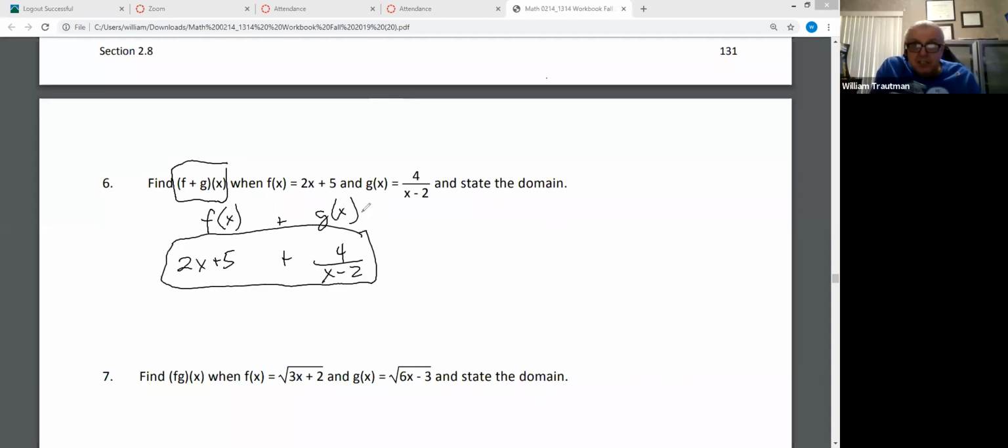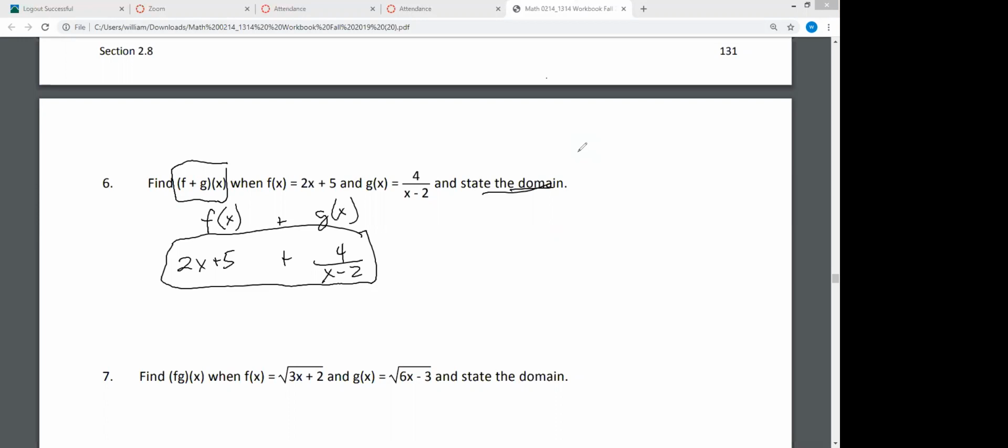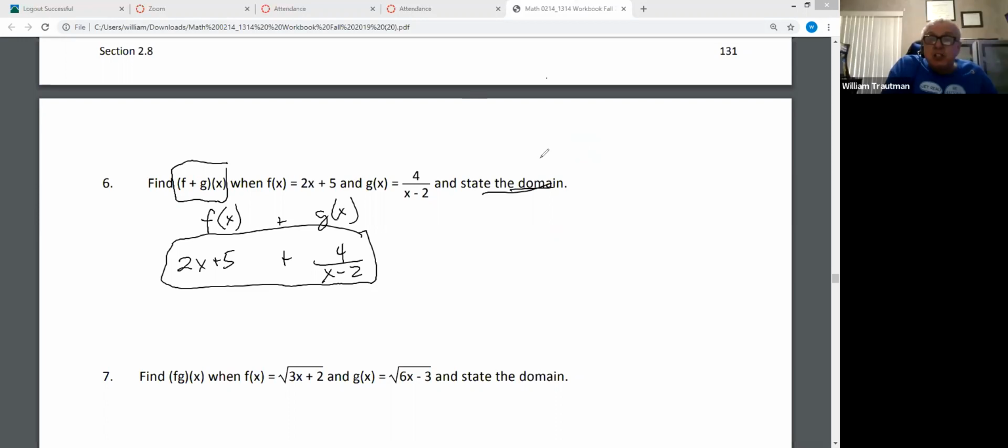Can somebody look in the back of the book and verify? There's a little bit more. We have to state the domain, but that's the answer. Is that the answer in the back? Yeah, that's the answer. Okay, so we're going to state the domain.